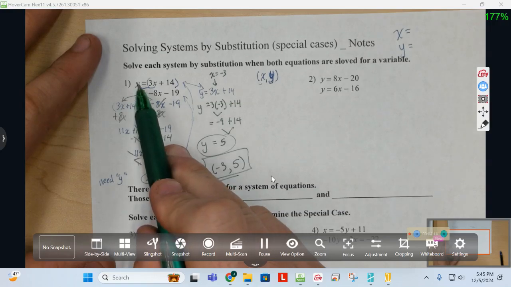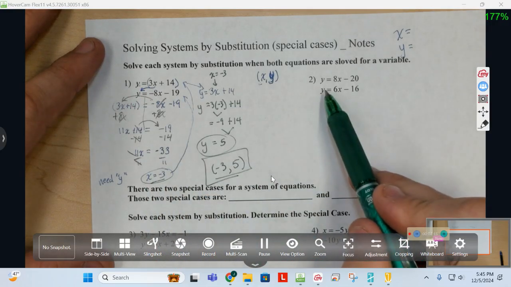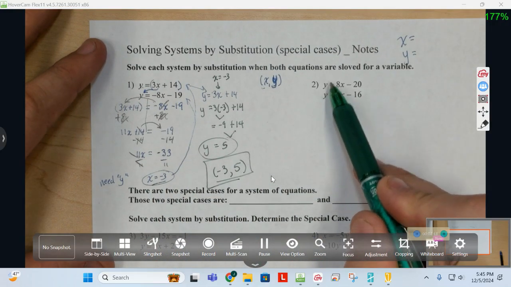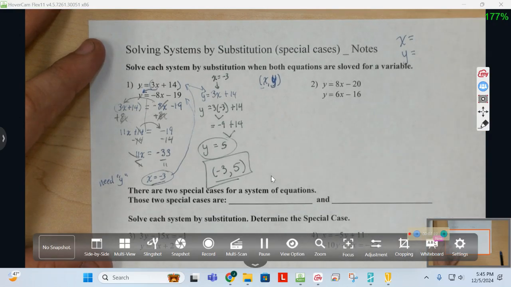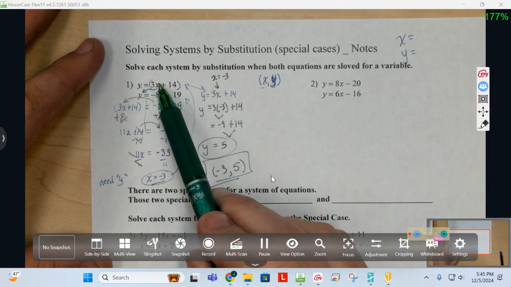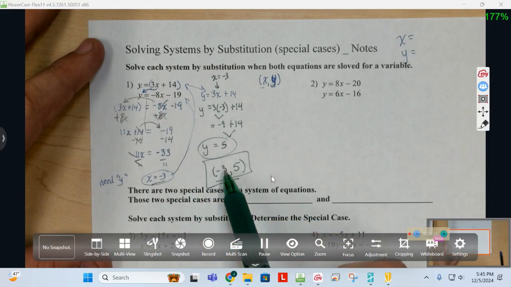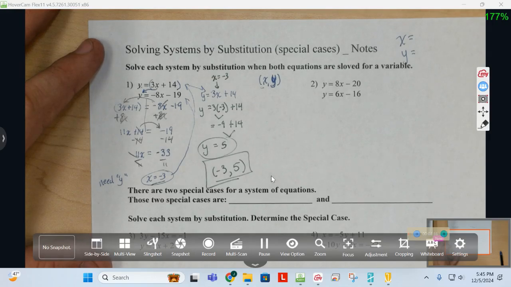Now we did the top equation into the bottom equation, so over here I'm going to take the bottom equation and put it into the top equation, and I'm going to show you that you can still do it either way and you'll get an answer. I could have put this negative 3 into this bottom equation, you would have still solved and gotten 5 on the end.